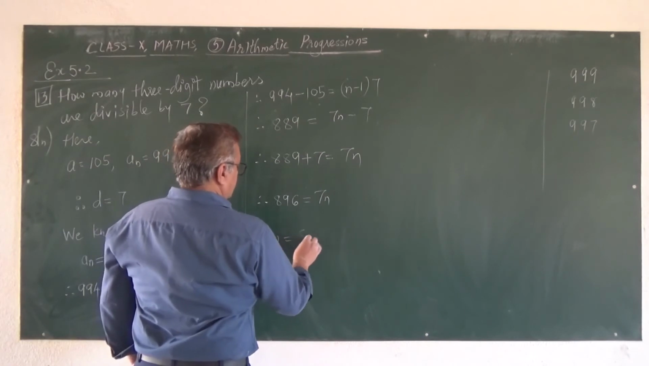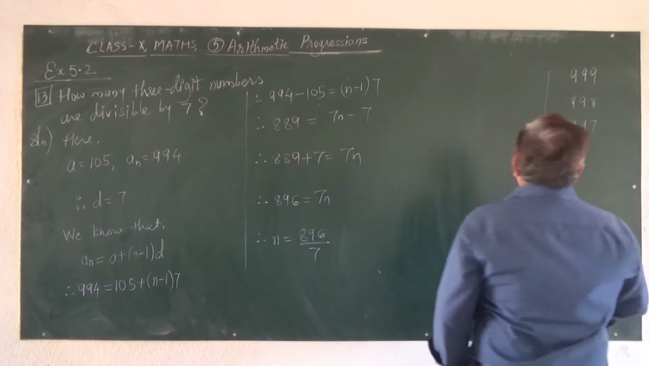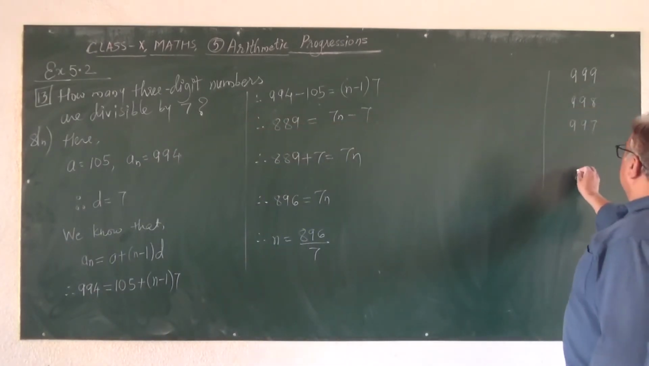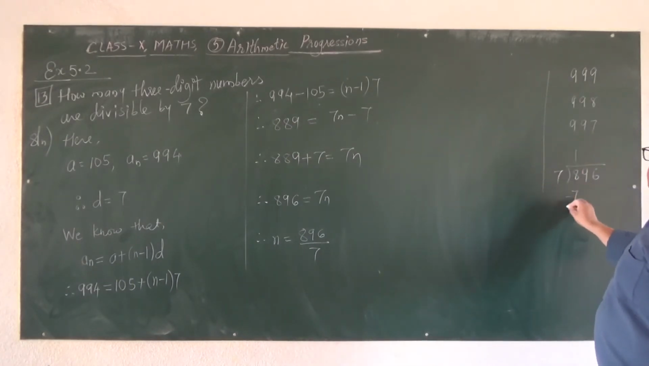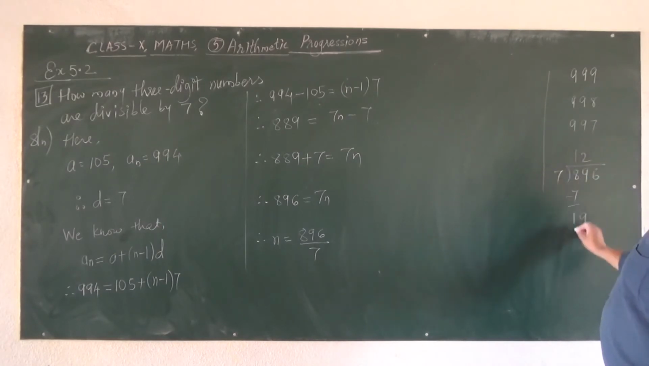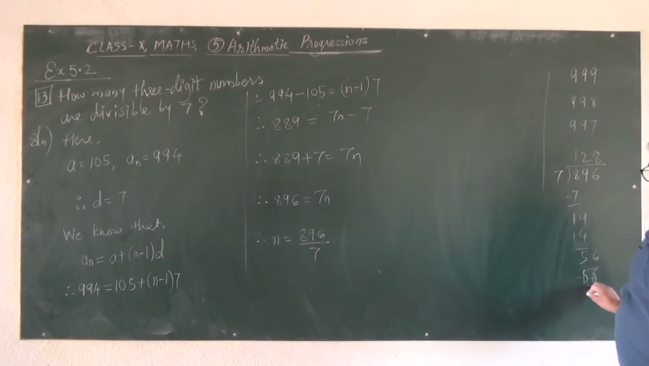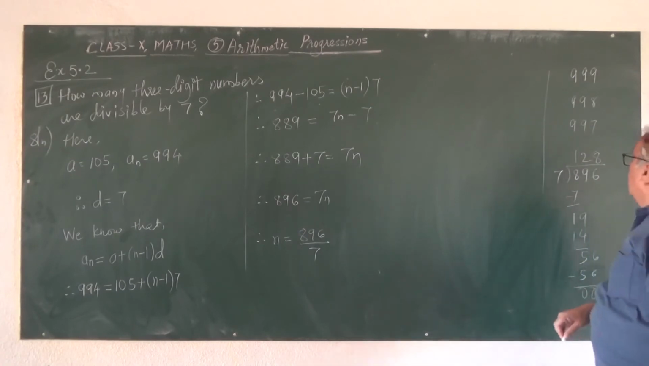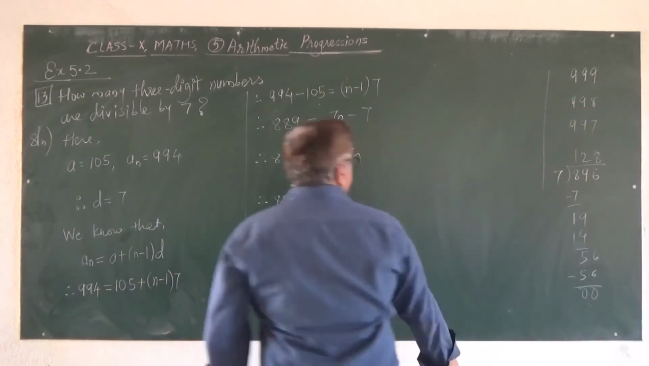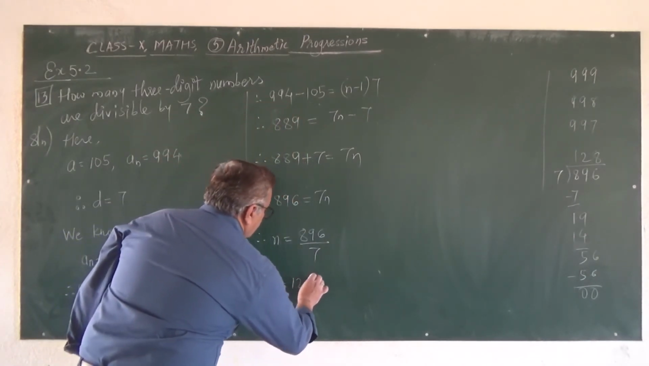Therefore n is equal to 896 divided by 7. So let us divide 896 by 7. 7 ones are 7, 7 twos are 14, 7 eights are 56. So you will get 128. Therefore n is equal to 128.